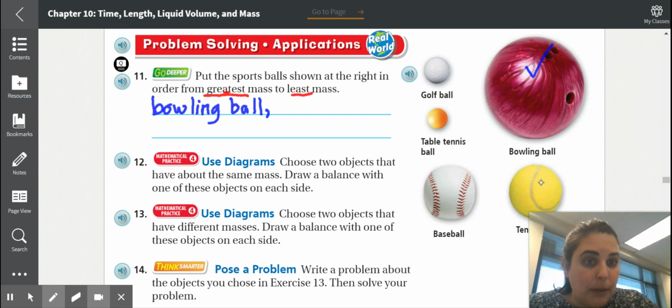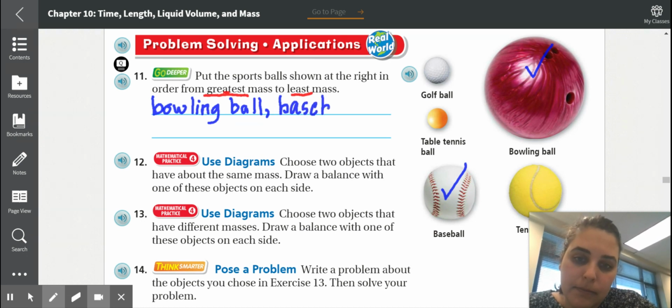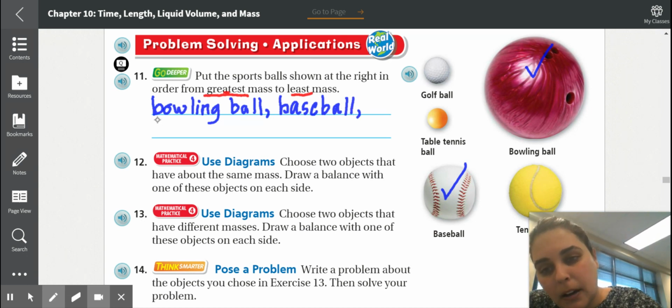Well, I'm thinking size right now. Since these two are smaller, I don't think those are going to be next. We have baseball and tennis, and I know that baseballs tend to be heavier. So I think that a baseball would be next. Okay, and then it would go tennis ball.